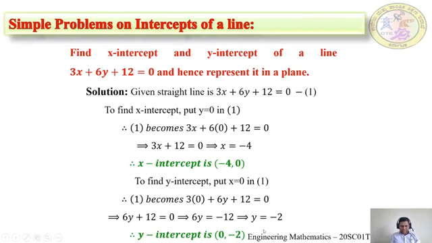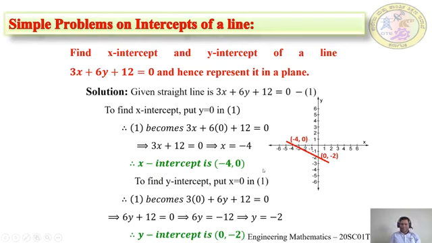Hope you understood this. You can observe, if you put y equal to 0, we got x equal to minus 4. Therefore x-intercept is minus 4, 0. If you want to find the y-intercept, put x equal to 0. Then we got y equal to minus 2. Therefore y-intercept is 0, minus 2. Now we have to represent these values on a plane. So it becomes like this.